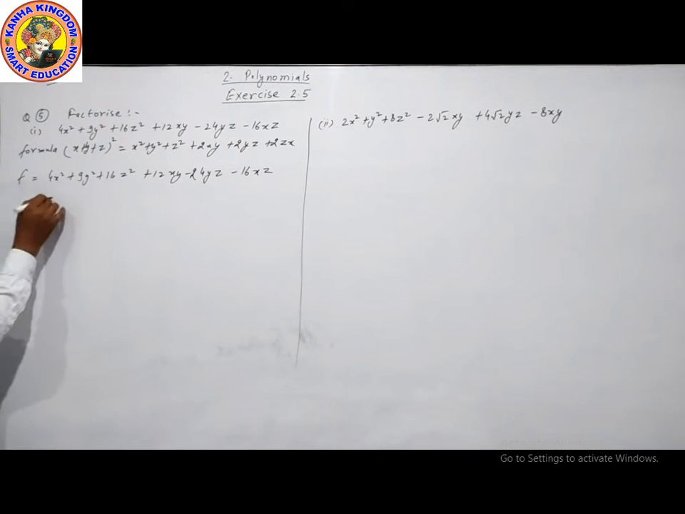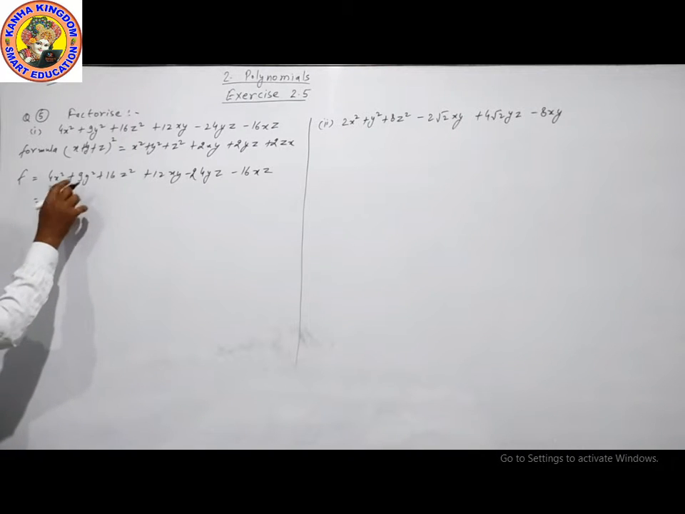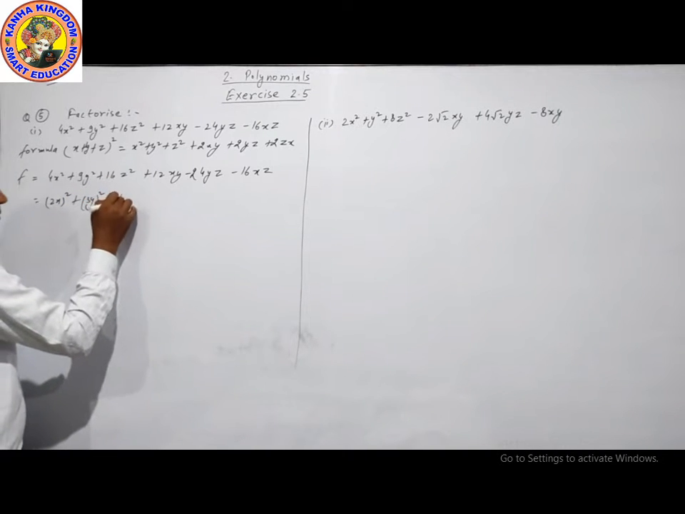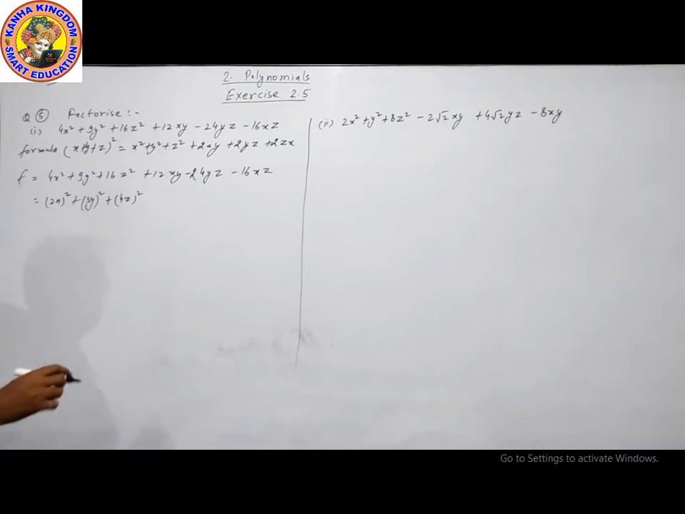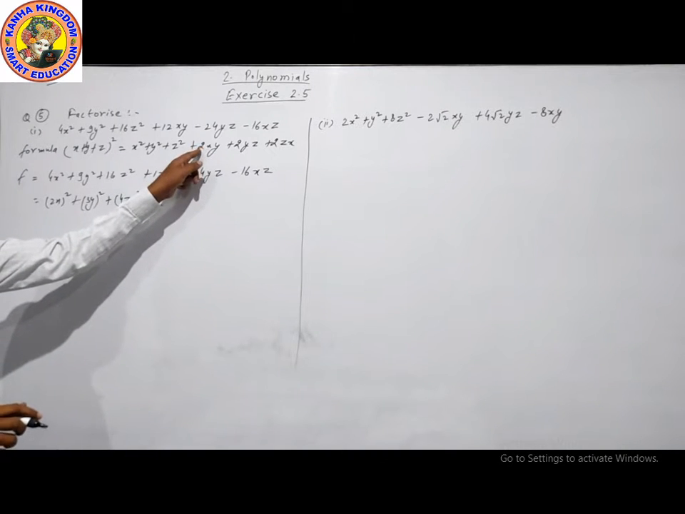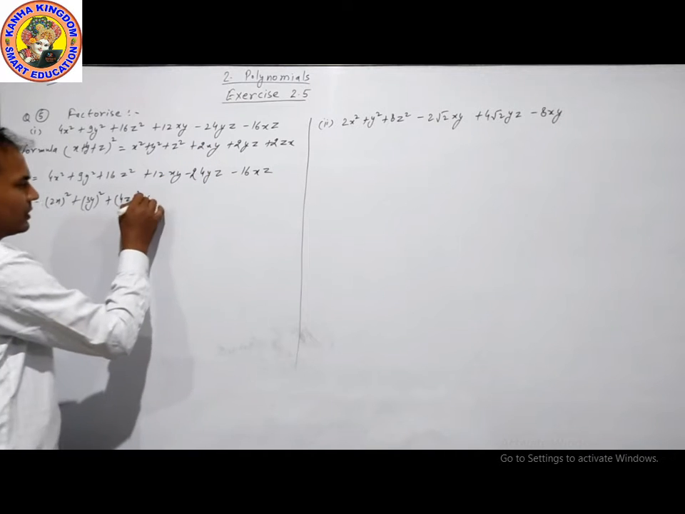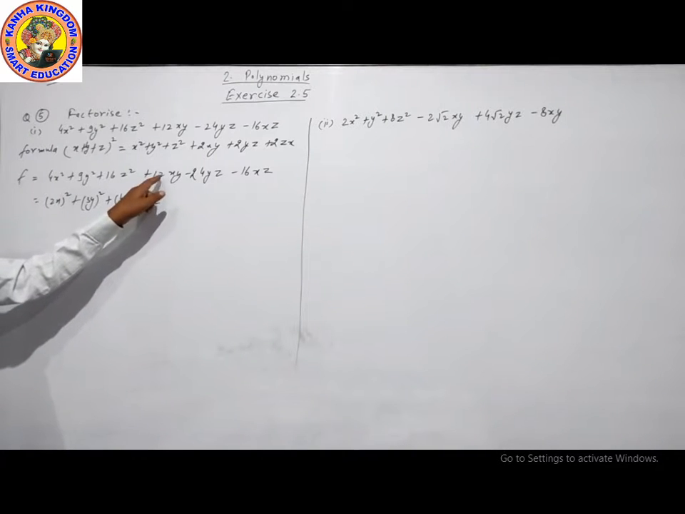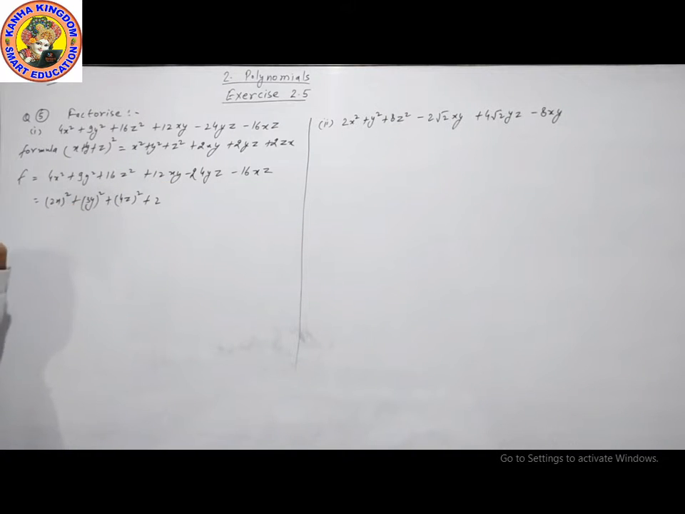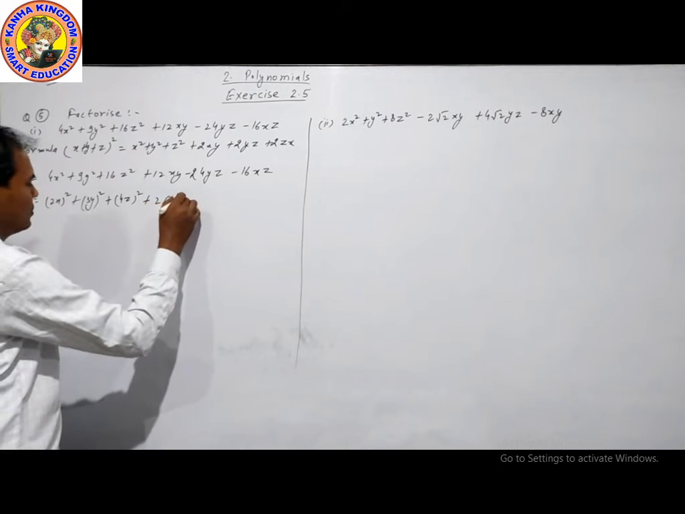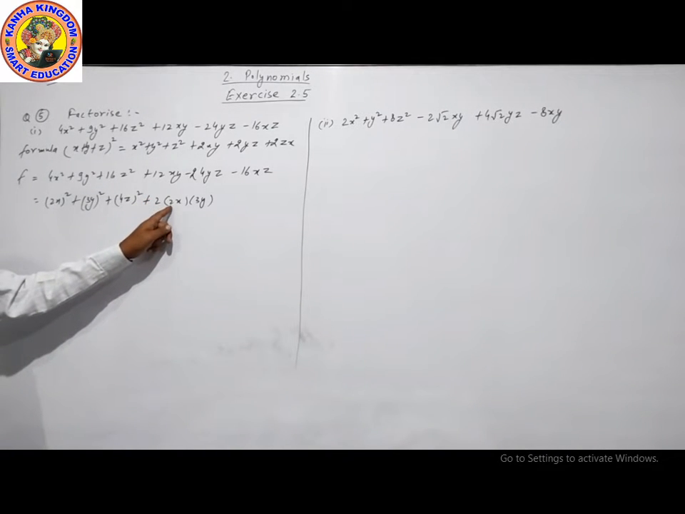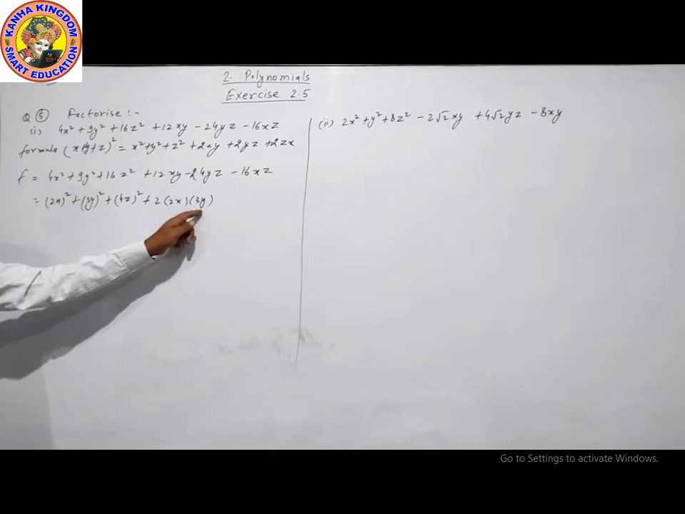This is our equation. Now writing this equation: 2x square, 3y square, and 4z square. Now we will separate 2xy. Here is 2, the remaining part is 6. For x and y, 2 into 3 is 6, so this is 2x and 3y. Taking again 2 into 2, 4, 4 into 3, 12, then xy.